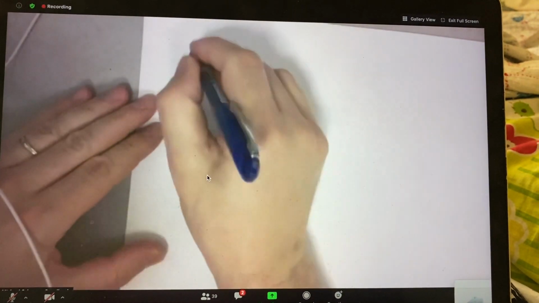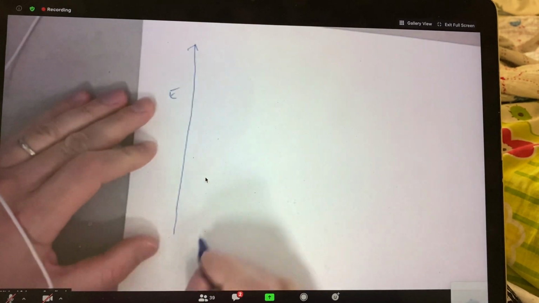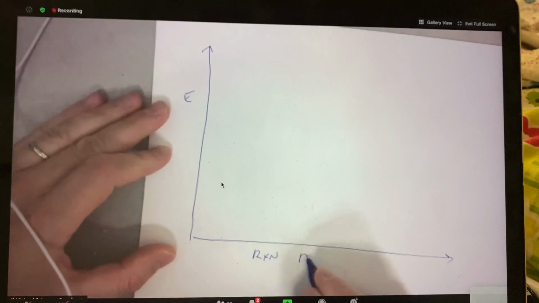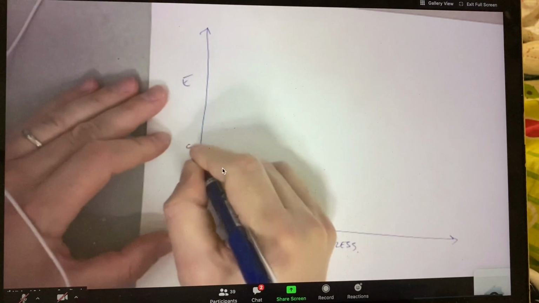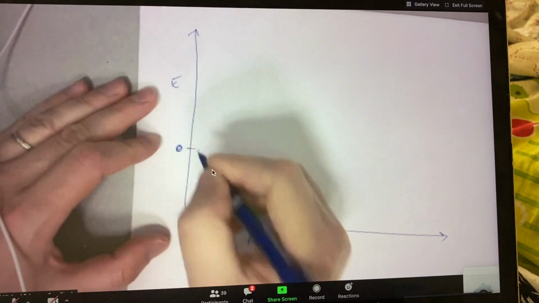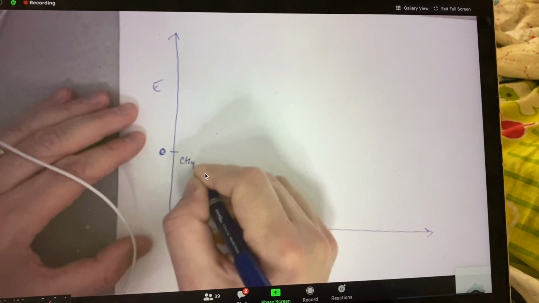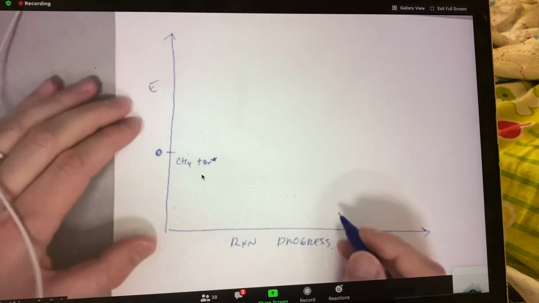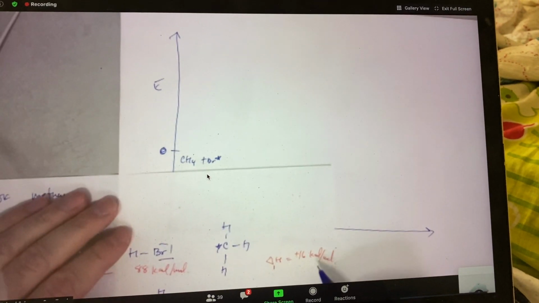So this is a very, very simple exercise to do. This is energy on one axis. This is the reaction coordinate or reaction progress on the other axis. We're always going to start at an energy value of 0, or relative energy value of 0. When this reaction starts, we have methane and bromine radical. And from our energy calculation, this was plus 16.